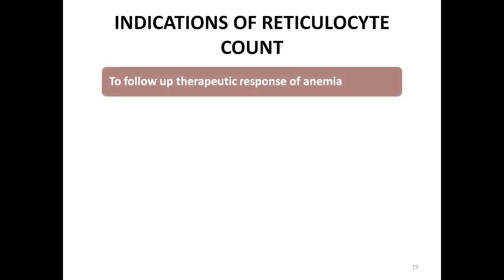That is to follow up the therapeutic response of a patient having anemia. When a patient comes to us and we find their hemoglobin is low when we do the RBC count, based on that we come to know that the patient has anemia. What we do is give them a therapy, a drug. Then when they come for follow up, we should identify whether they are responding well to our drug therapy or not.